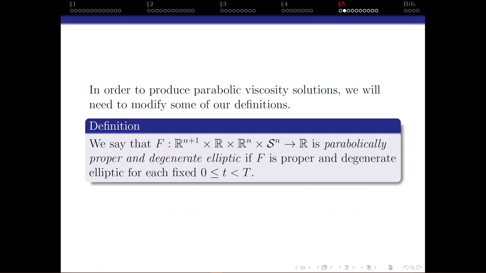I'm going to say that F over R^(n+1) cross R cross, etc., is parabolically proper and degenerate elliptic if F is proper and degenerate elliptic every single time I fix a value t. So if I fix the time component t and then let everything else be a variable as before, then F is going to be degenerate elliptic and proper in the normal sense.